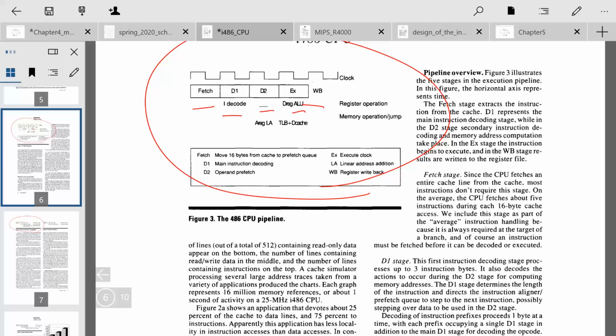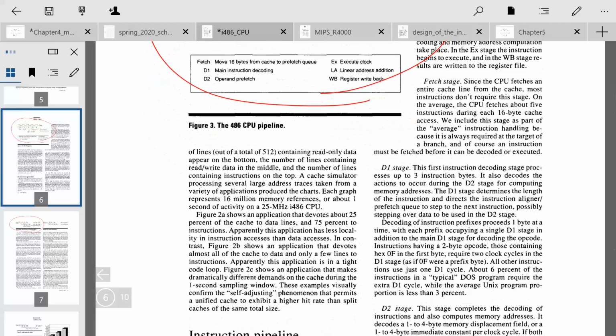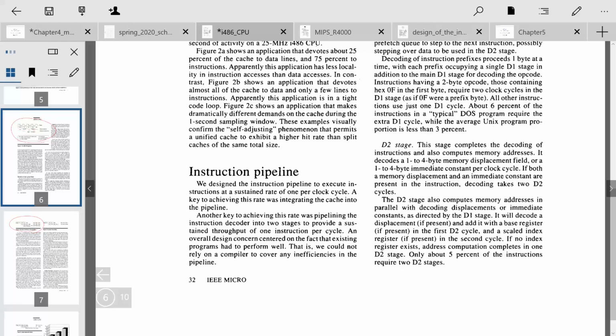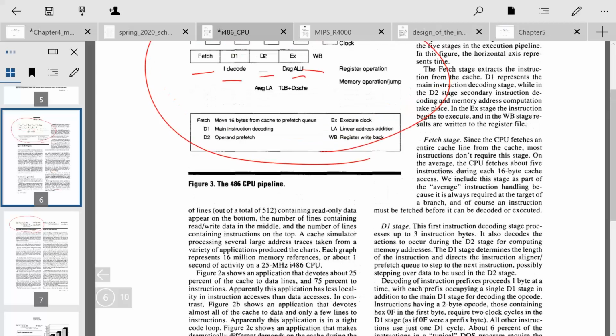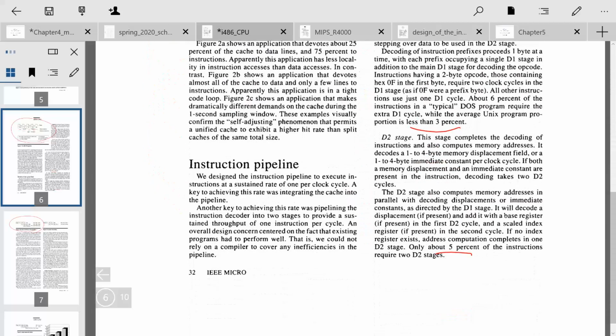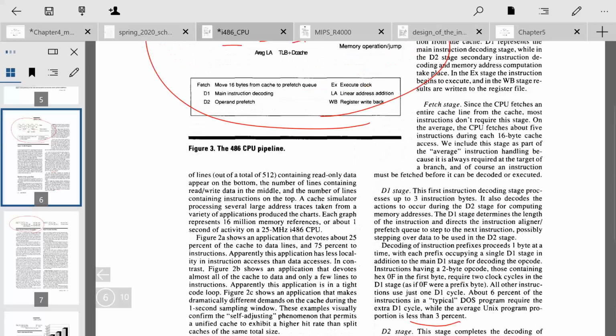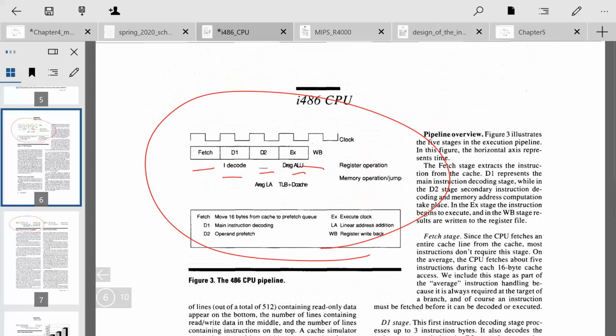All right. Now there are a small select number of instructions that may actually take an extra cycle in the D2 stage. Okay, that's actually 5%. There, 3% was the amount of instructions that have to take an extra cycle in the D1 stage. So about 5% of the instructions have to take a second cycle in the D2 stage. And again, these details are covered in the paper. I encourage you all to read this paper.